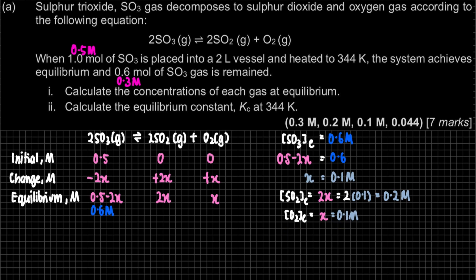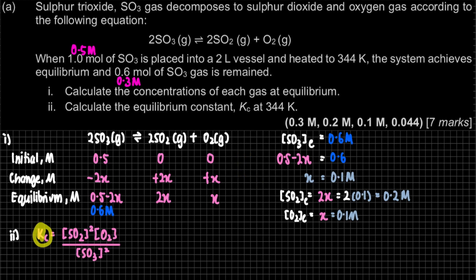Again, the question asks to calculate the concentration of each gas, so we have to mention each one of the gases, even though the question itself has already given us the equilibrium concentration of SO3. We're just going to write it down. That's for question 1. Question 2: calculate the equilibrium constant at 344 Kelvin. Before we calculate the Kc, we're going to write down what the Kc itself is.